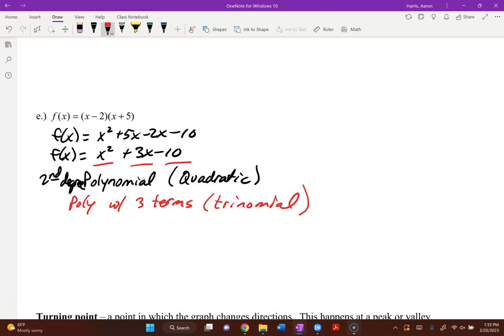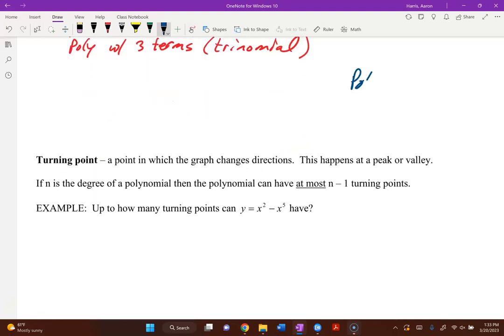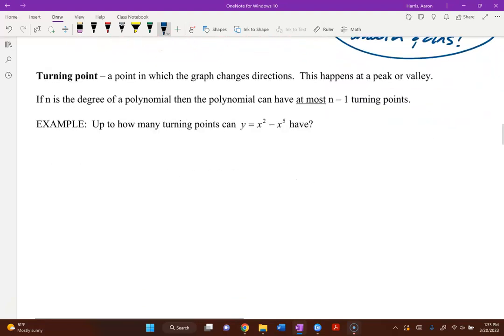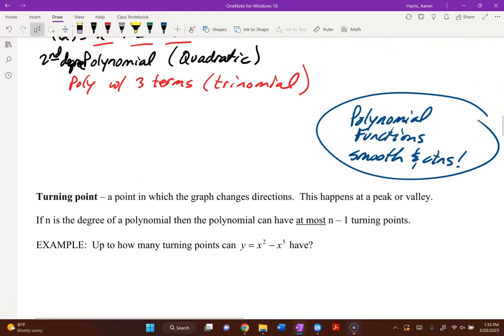Okay. Now polynomials are special because they're smooth and they're continuous. Polynomial functions are smooth and they're continuous. Remember that, okay? Now, polynomial functions also have at most n minus 1 turning points.